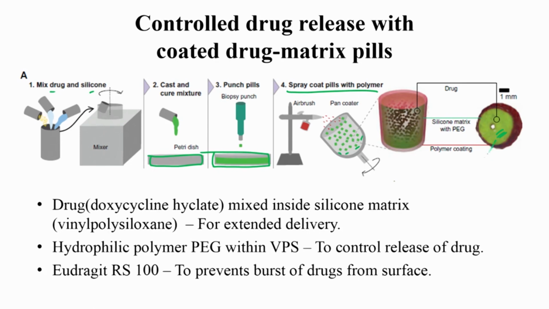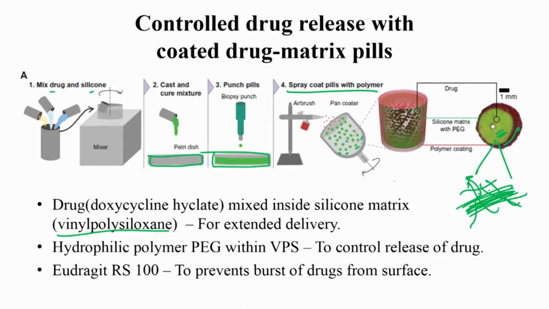So, if I zoom into this further, I am looking at a very dense matrix, and wherever the PEG was, it is going to create pores through which the drug can then come out. And then on the outside you can do any kind of polymer coating, you can do enteric coating, or some other kind of coating, just to make sure that there is no burst release happening. In this case they have used the drug doxycycline hyclate, an antibiotic. This is mixed with the silicone matrix, the vinyl polysiloxane, for extended delivery.